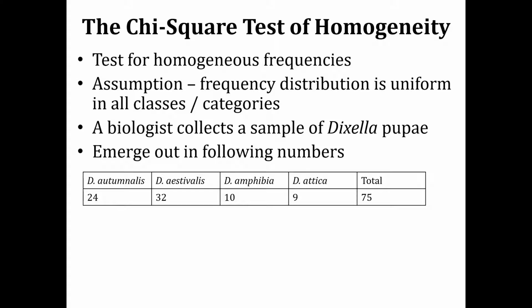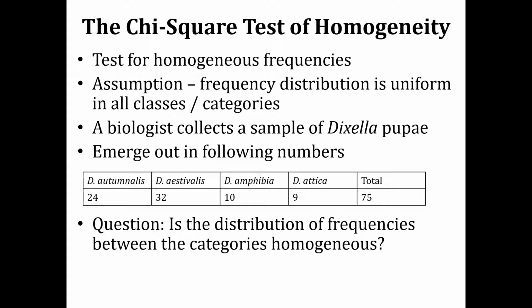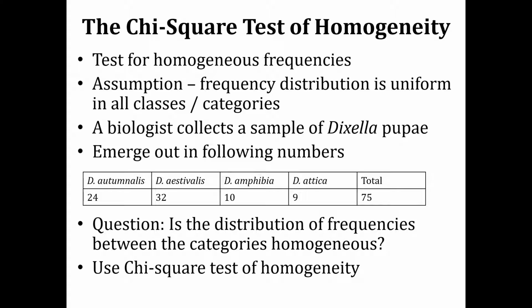Apparently we can see that these are not homogeneous. Out of 75, Dixella attica is only 9 and Dixella aestivalis is 32. So apparently there is a difference between their frequencies. Now we want to confirm whether this difference is significant or not. For that purpose, we are going to use the chi-square test of homogeneity. So the question is: is the distribution of frequencies between the categories homogeneous?